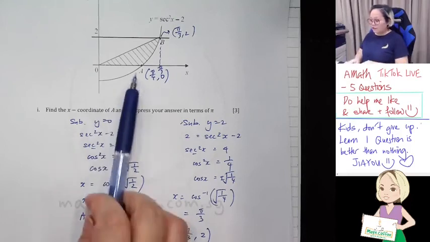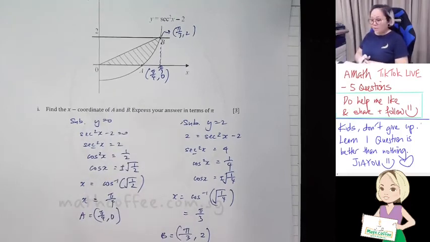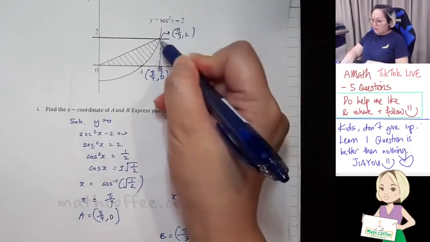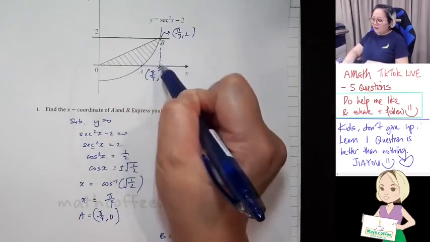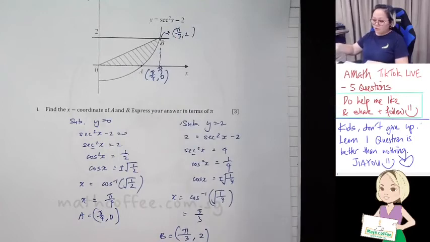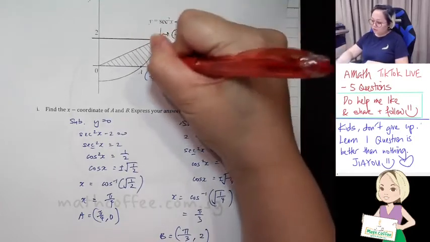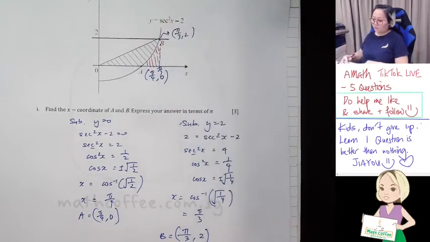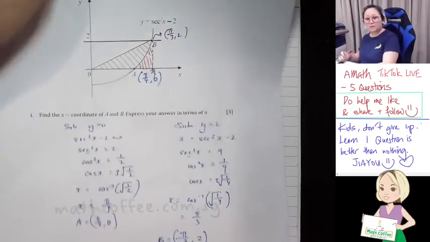So actually, to find this shaded area is pretty straightforward, because, see here, I just need to take the triangle minus the area under the curve. So I'm going to use this red color. Okay? Let me see the next page.